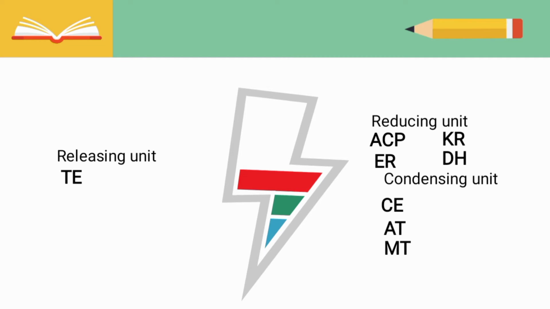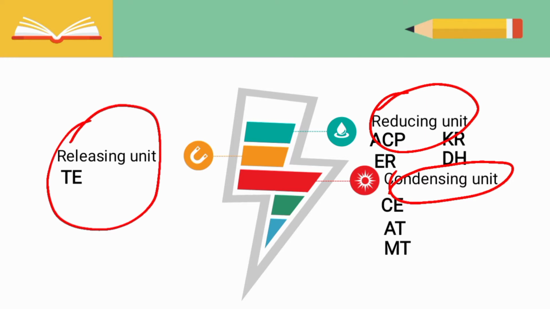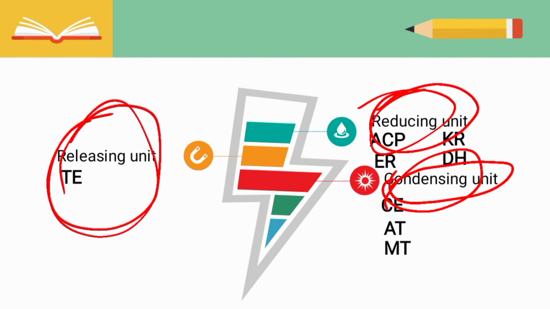As you can see here, we have the units. We have the condensing unit, reducing unit, and the releasing unit. I started with the condensing unit, reducing unit, and releasing unit in this order of arrangement. This is exactly how the fatty acid synthase works: condense, reduce, then release.